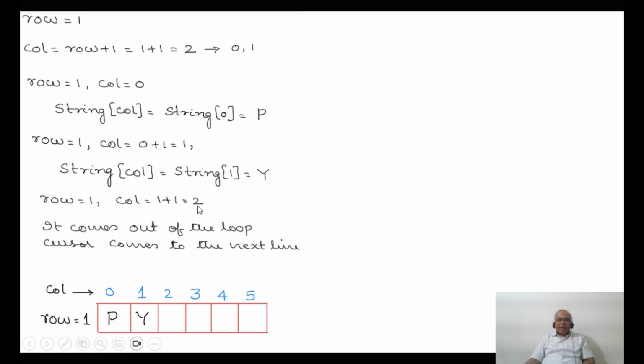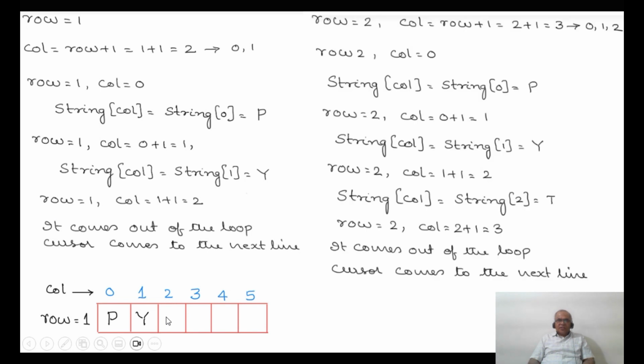Column is incremented by 1, 1 plus 1 becomes 2. 2 is within 2? No. It comes out of that column loop and again it comes to the print function. Once it comes to the print function, it will go back to the next line. That is, it comes to row 2.